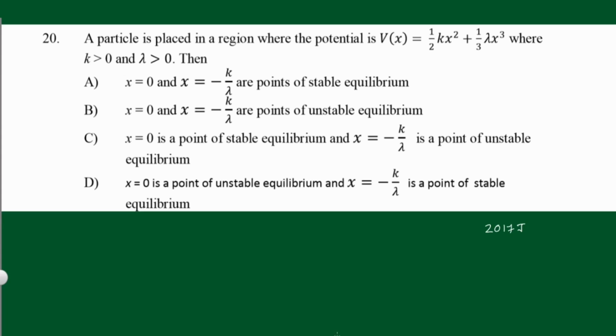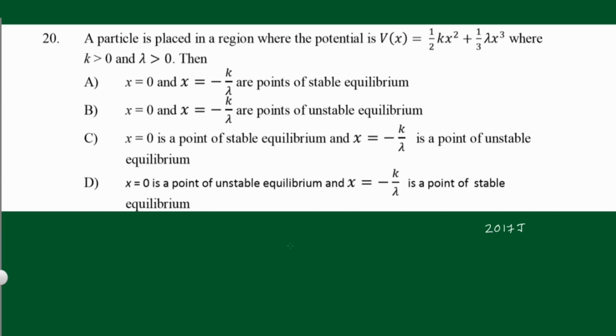The question is similar to what we discussed just before. A particle is placed in a region where the potential is V of x equal to half k x square plus 1 by 3 lambda x cube, where k is greater than 0 and lambda is greater than 0. Here also what we have to find out is the points of equilibrium, and which one is the unstable equilibrium, which one is the stable equilibrium, that kind of thing.